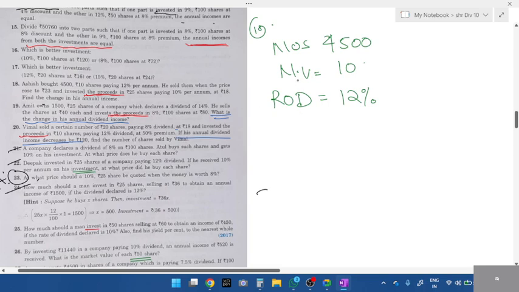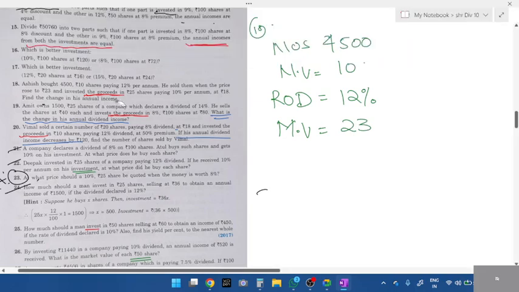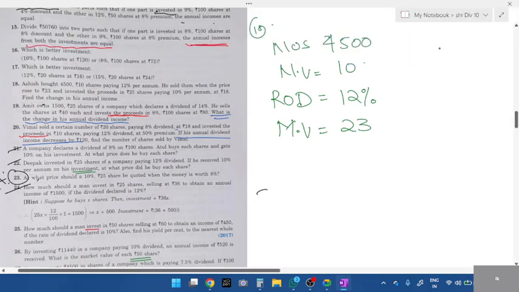He sold them when the price rose to how much? So the starting price is the nominal value. If the price rises, you have to consider that as the market value. Market value 23. And invested the proceeds. That is the second part of the question. What do you mean by invested the proceeds, students? The other name for proceeds is investment. Now, let us use this formula and find the investment. What is the investment formula?